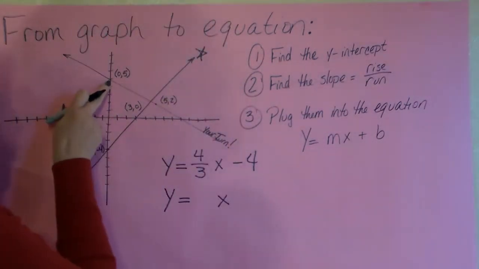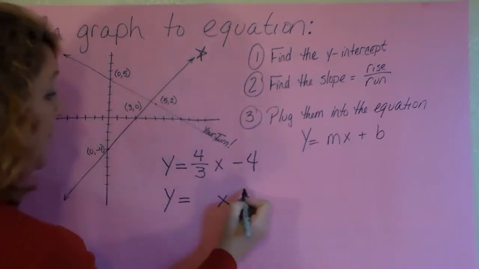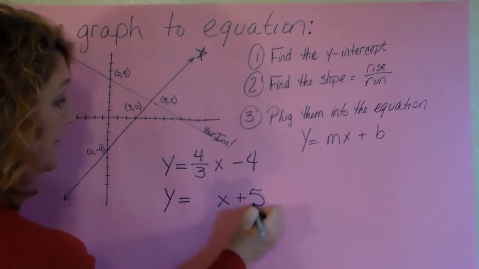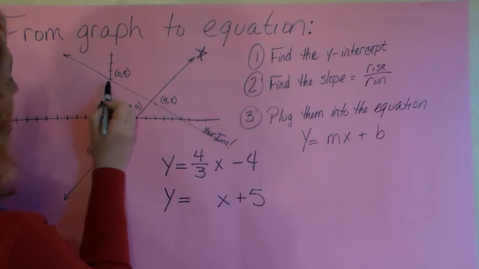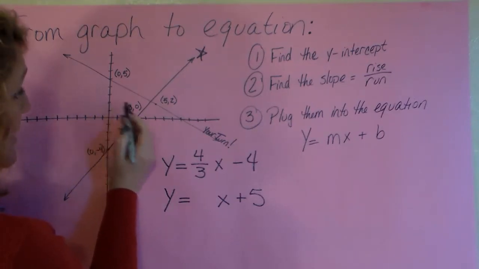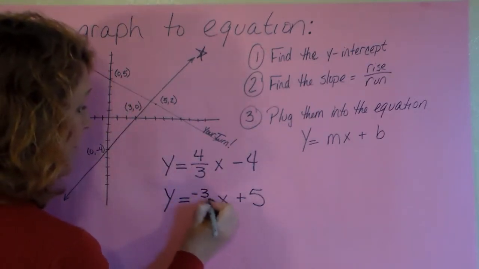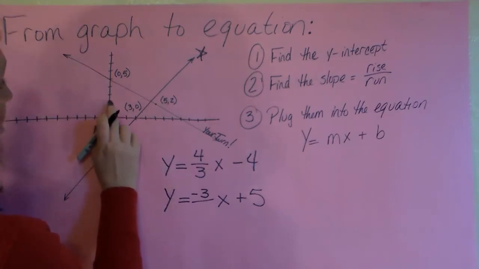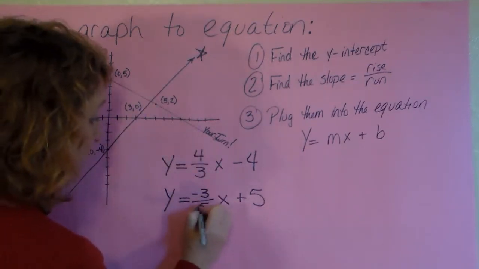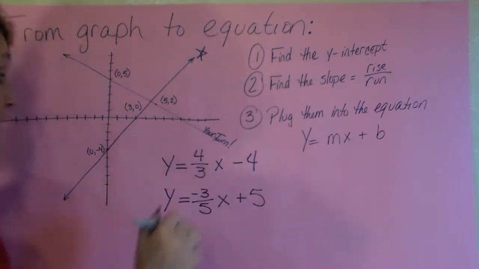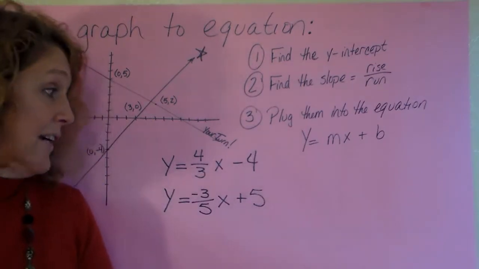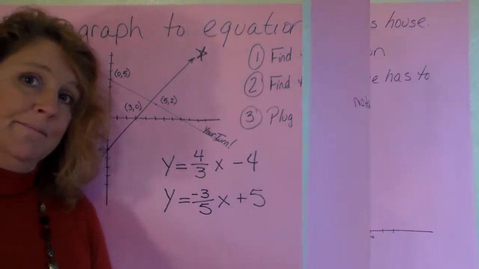So my y-intercept is 5, positive 5. And I'm going to go down 3, and over 5. So this has a negative slope, negative 3/5 x plus 5. How'd you do?